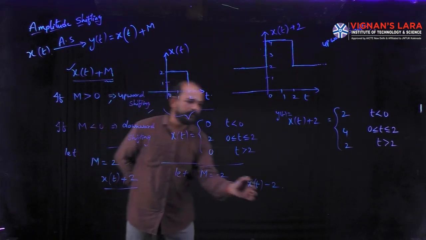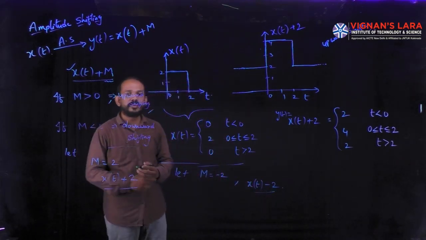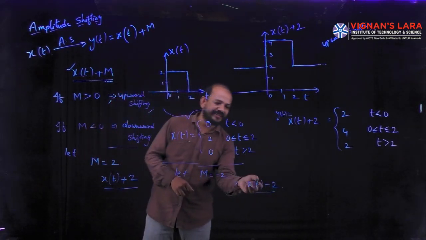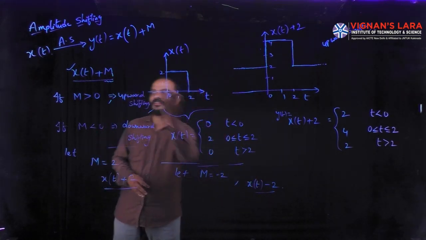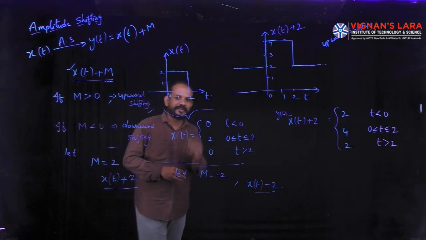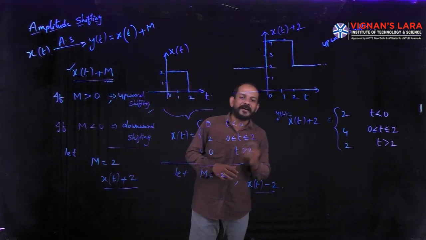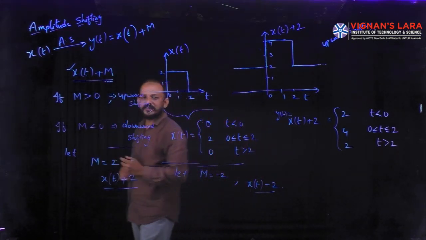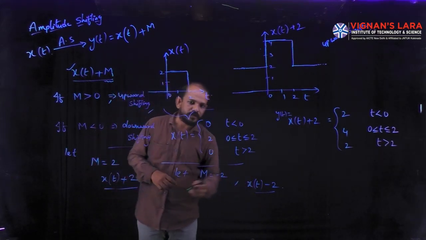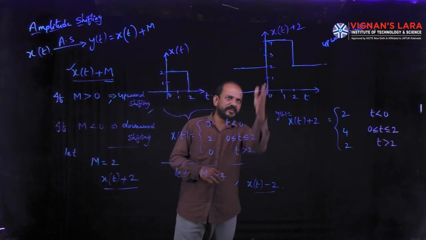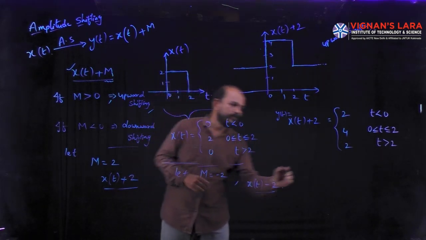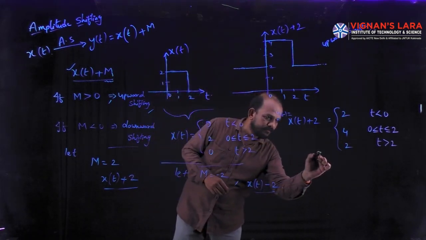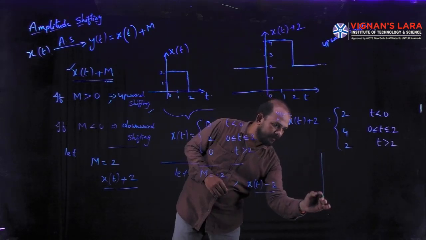Clear? x of t minus 2. Now I have to draw the signal for this x of t minus 2, because this is the amplitude shifted version of the signal x of t, because here I had taken the capital M value as minus 2. Now how will you draw? The same procedure. Here also I go for the same procedure. See, here I am writing the diagram. The same procedure you can apply.